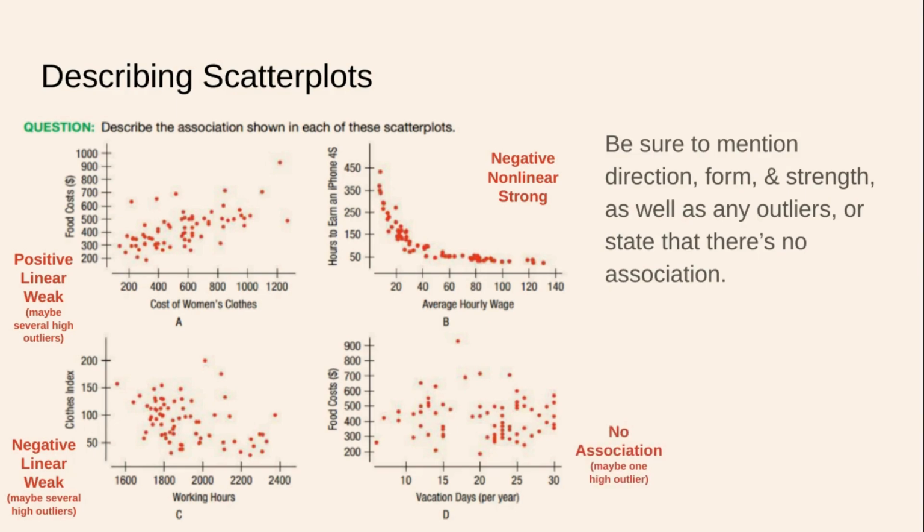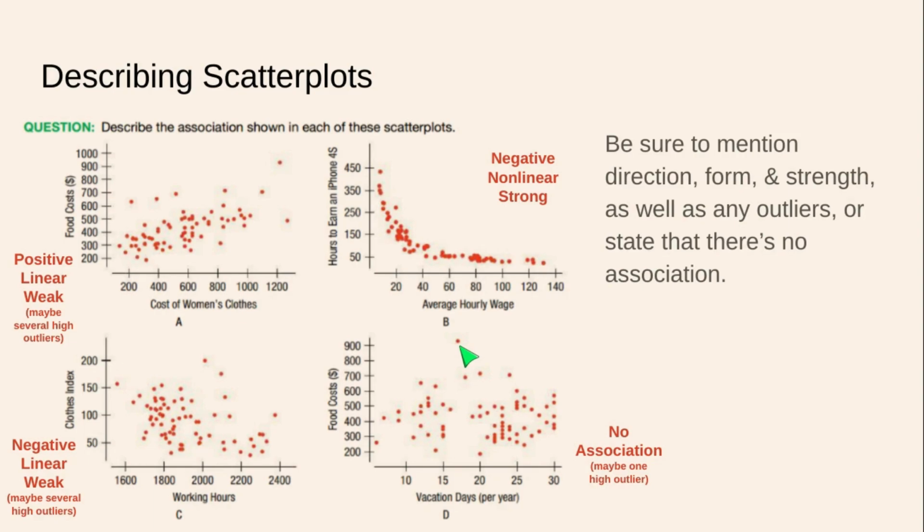And the last one has no association. You knew this was coming eventually. No association. And even so, this may be an outlier. With no association, it's especially tough to find outliers because everything's chaotic anyway. But that still may be an outlier, right?